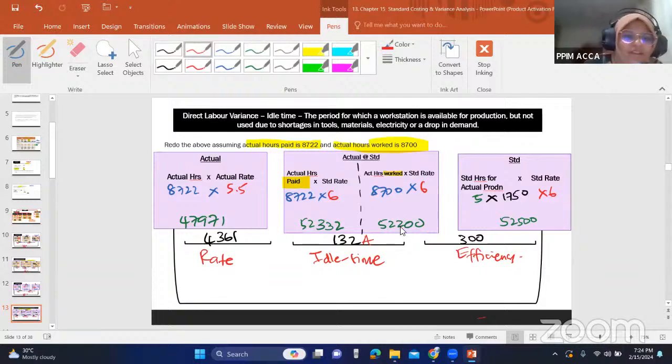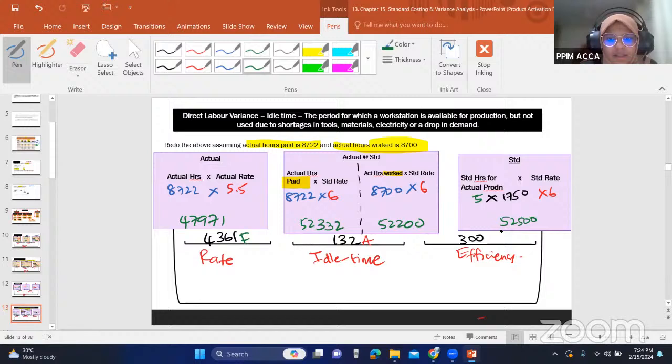Okay. So the rate, look at it. This box, the second box, it has a little bit of budget. The first box is entirely actual. So the budget is only 52,332. Okay. So we told them to spend 52,332 on labor. They have spent 47,000. They have spent less. So if they spend less, that's a good thing for us. This is a favorable variance.